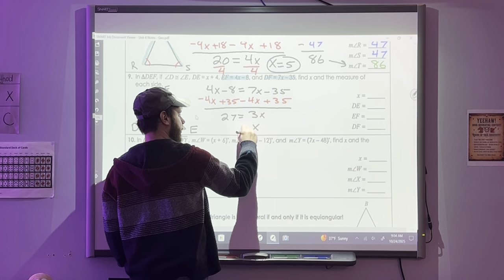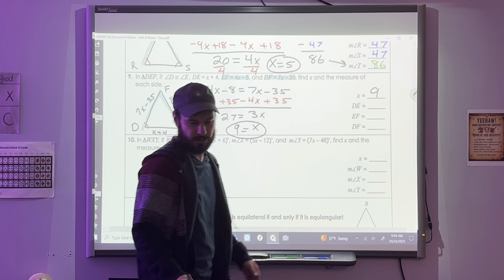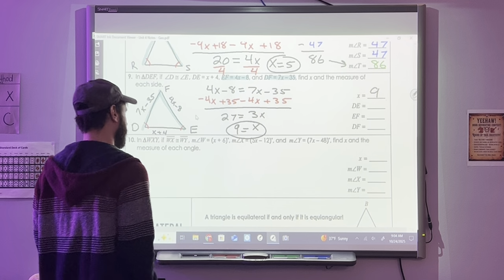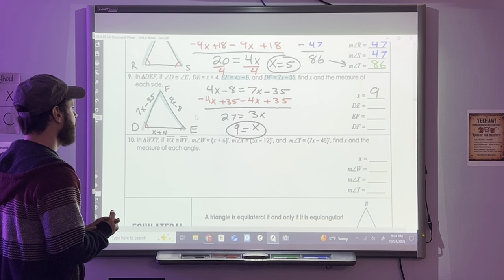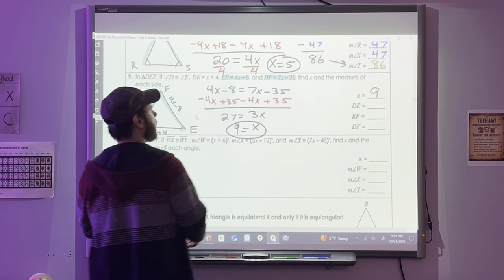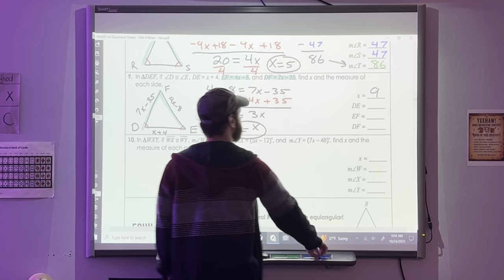Divide, x equals 9. Okay, did we do it right that time? We have to check. Yes, we did. Okay, what does it want from me? It wants side lengths. Well, the two side lengths are congruent to each other, so I only have to figure out one of these and I know both of them. This one's smaller, so I'm going to go with that.